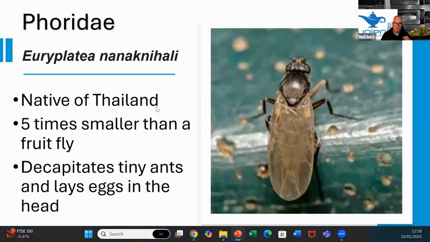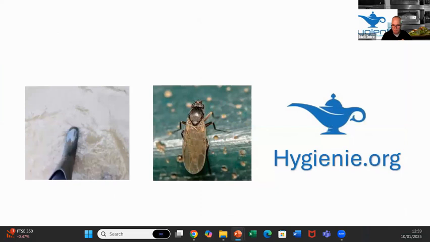presentation. Okay, so just a little bit more information on phorids. This is information on that world's smallest fly. That's not a picture of it. That's another part of the family of phorids. It's native to Thailand. It's 5 times smaller than a fruit fly, and it decapitates tiny ants and lays eggs in the ant's head, which is nice.